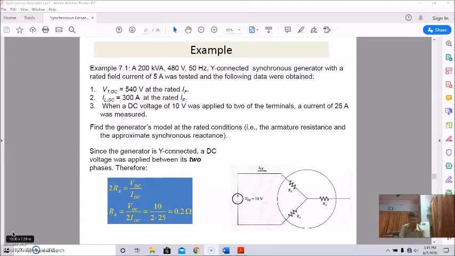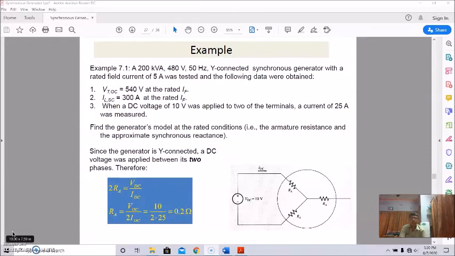In the last class of Electric Machine 2, we discussed the equivalent circuit and phasor diagram of synchronous generators. Today we'll discuss a numerical example of the equivalent circuit, and thereafter we'll discuss the armature reactions of the synchronous generator. So let us start with the example of the equivalent circuit.